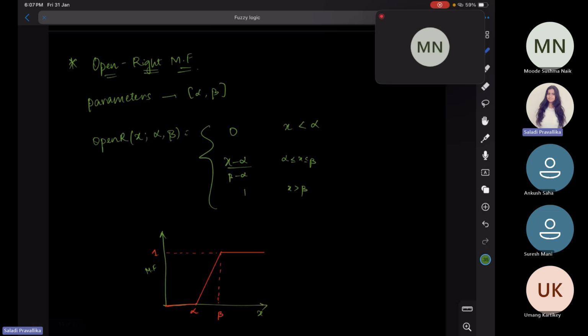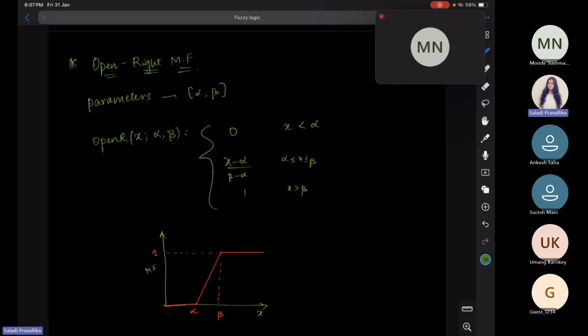And then we have another membership function called the open right membership function, where we have two parameters, alpha and beta. Since it is open right, as the name suggests, it is completely open on the right side of the graph. That is, when we go to x equal to infinity, it keeps having the value 1 for its membership function, right? And it is defined by two parameters, alpha and beta.